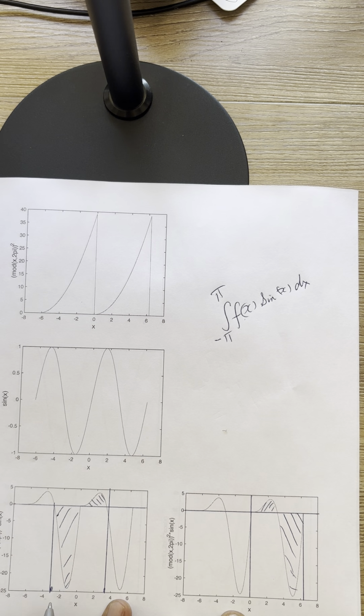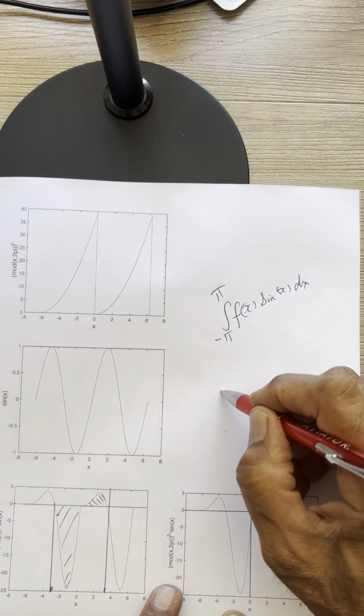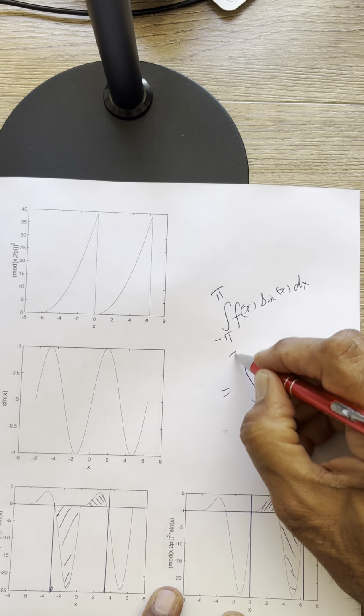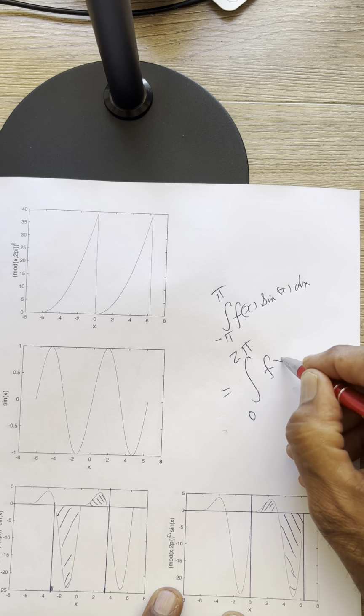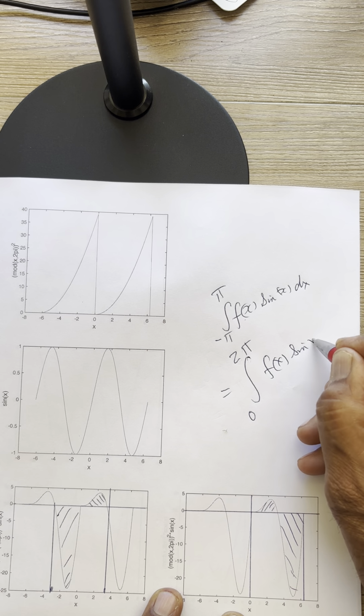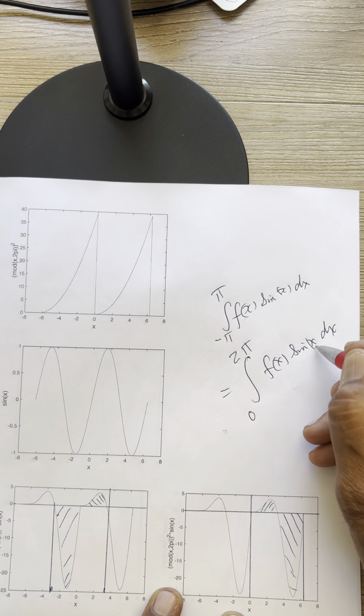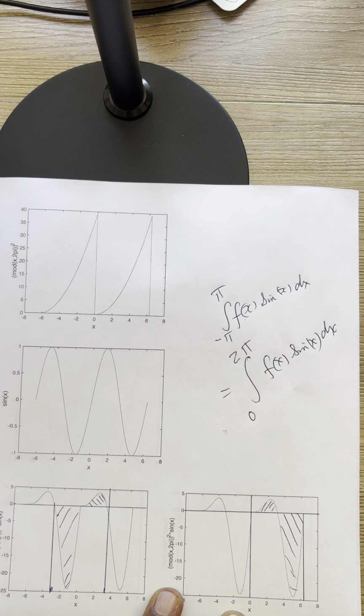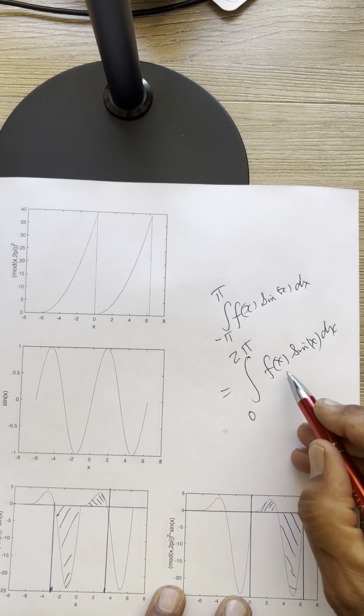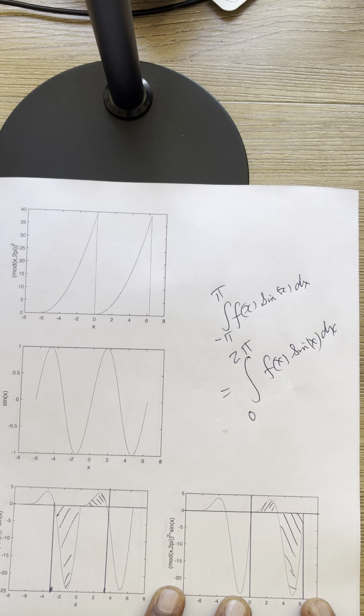For the integral from minus pi to plus pi, the net effect is that the areas under the curve are the same as 0 to 2 pi, which equals the integral from 0 to 2 pi of f of x sine of x dx. Why am I showing you this again? Because from 0 to 2 pi, f of x is simply x squared.